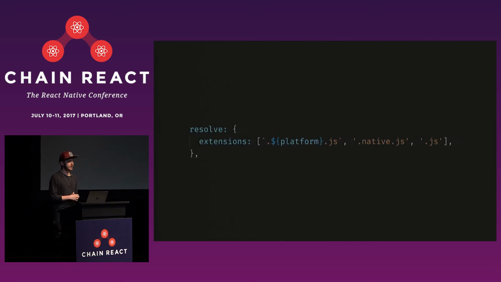And last but not least, to make my platform-specific code run, I used resolve.extensions to define the order in which files should be resolved when I'm calling require. So in this case, I wanted my implementation to load the platform-specific file first, then the native file, and then end up with loading just a JS file.